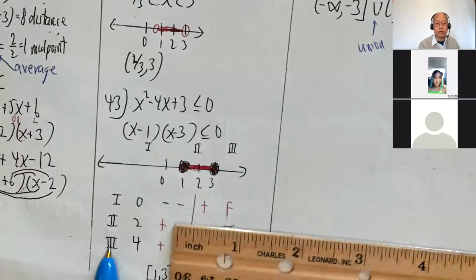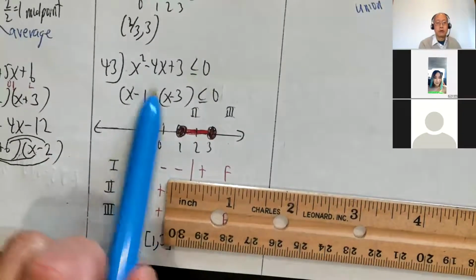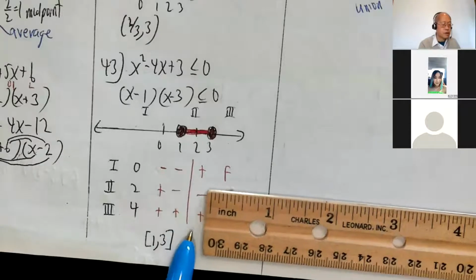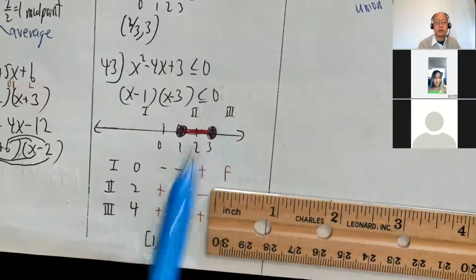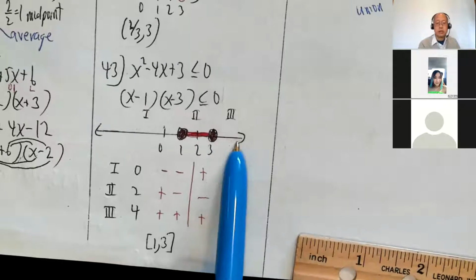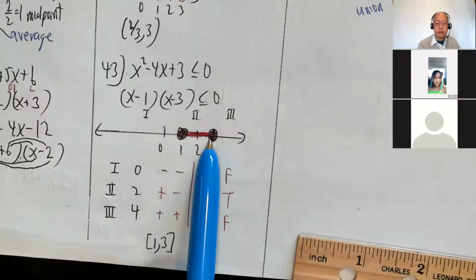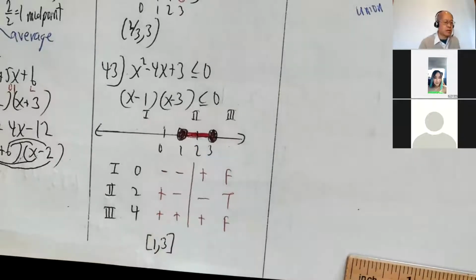Same thing for region 3. Plug in 4. 4 minus 1, positive. 4 minus 3, positive. Positive times a positive, positive. Positive less than or equal to 0, that's false. Do not shade in region 3. So my solution set is only the stuff between 1 and 3, including 1 and including 3. So here's the solution set, bracket 1, 3, bracket. Bracket means I count both the endpoints.